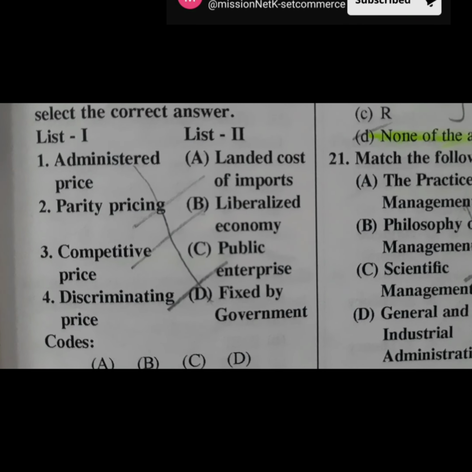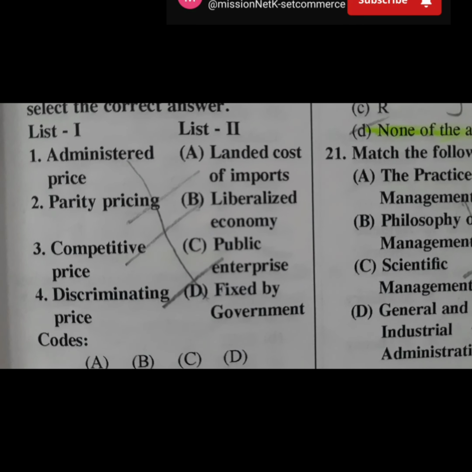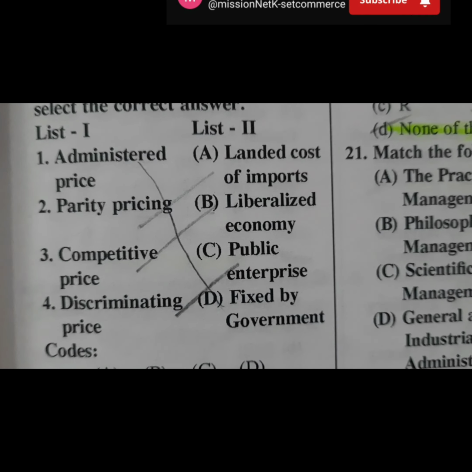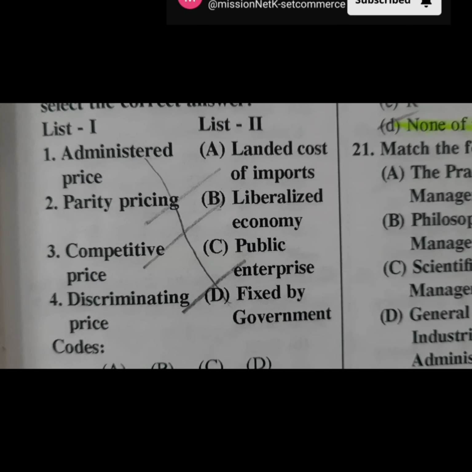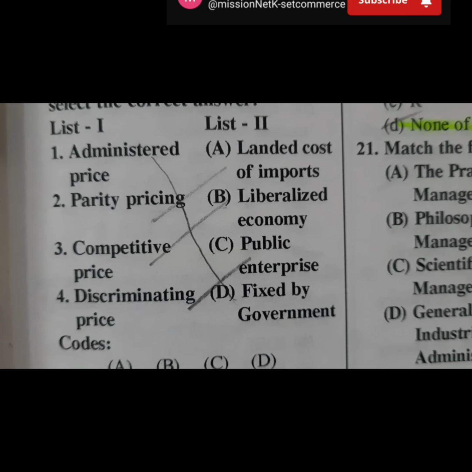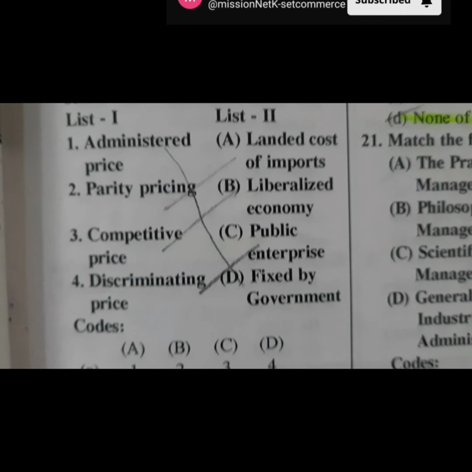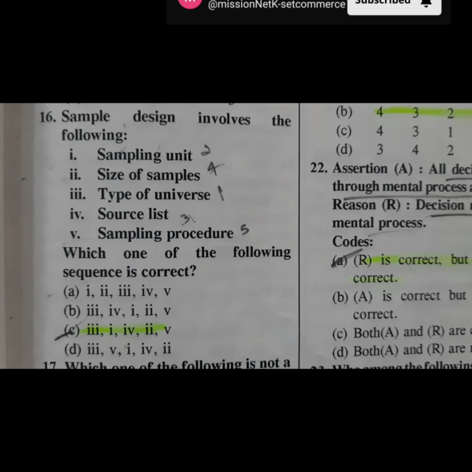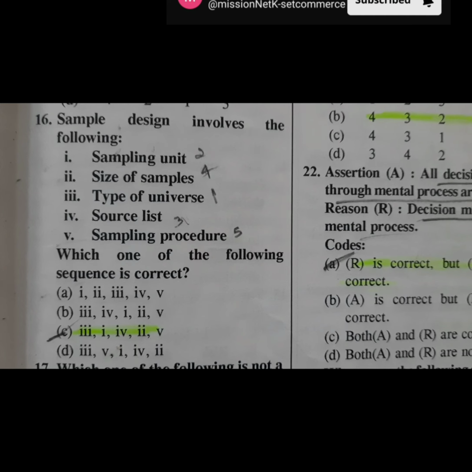Fixed price is fixed by the government. Parity pricing is fixed by landed cost of import. Competitive price, liberalized economy. Discriminating price, public enterprises. So the right answer is option D for this question. Then the next question is sample design involves the following.